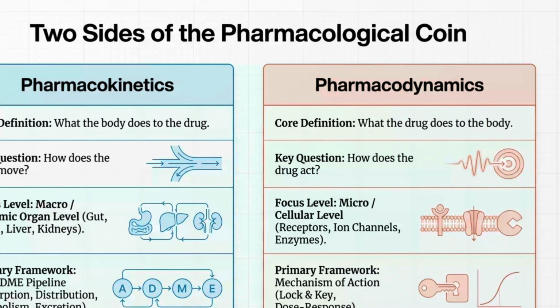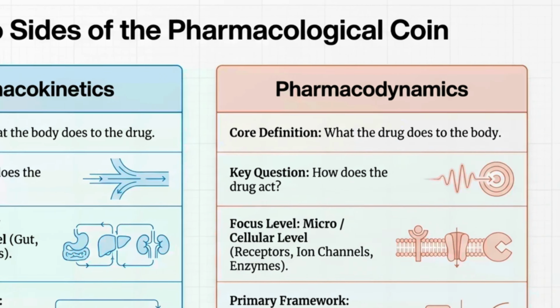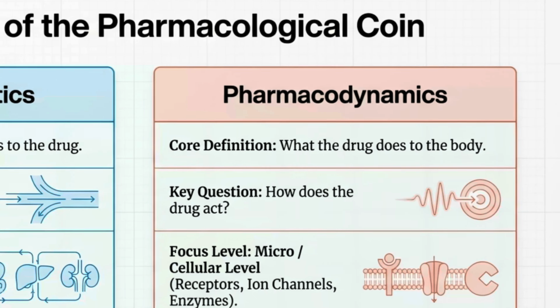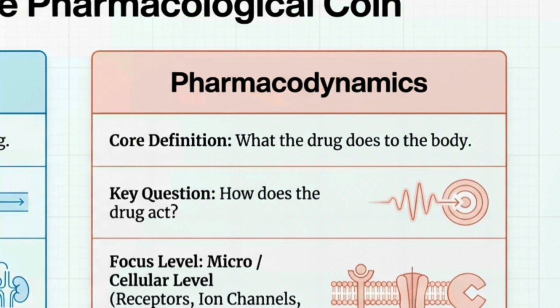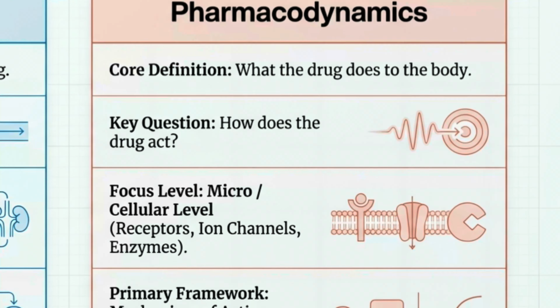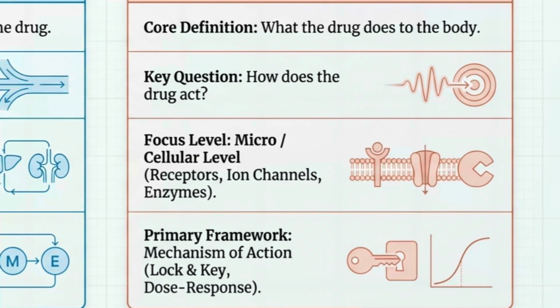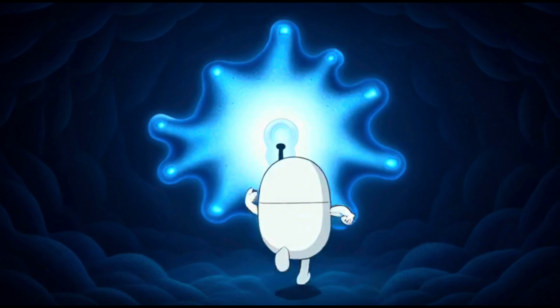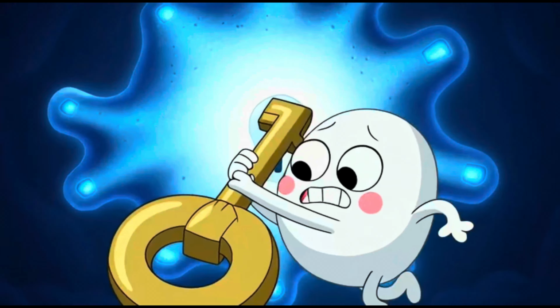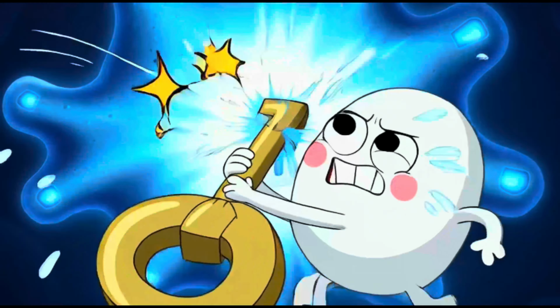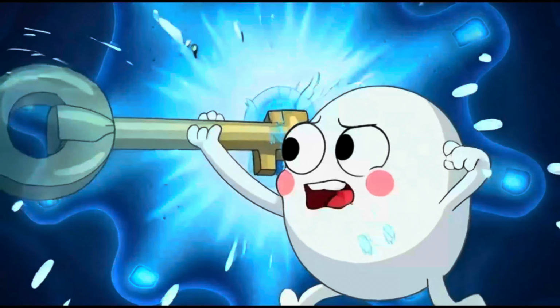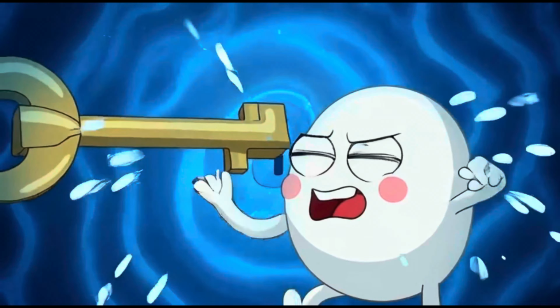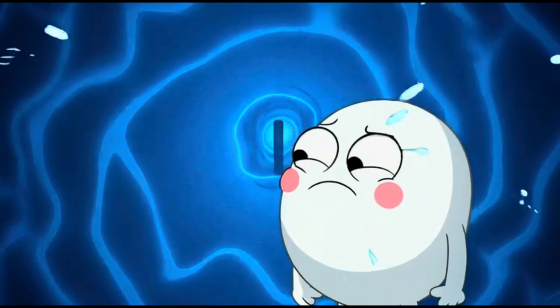Pharmacodynamics, on the other hand, is the micro view. It asks, how does the drug act? This is the exact moment the drug finishes its road trip, walks up to the target cell, and puts a key into the lock to trigger a cellular response. No lock, no effect. But before a drug can even attempt to unlock that cellular door, it has to survive the primary framework of pharmacokinetics, a brutal 4-step gauntlet.